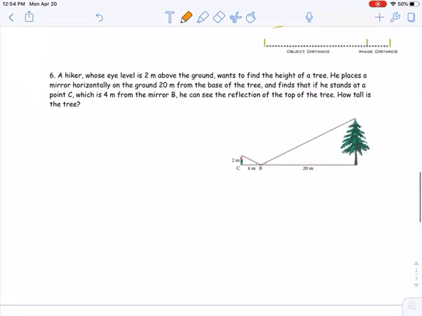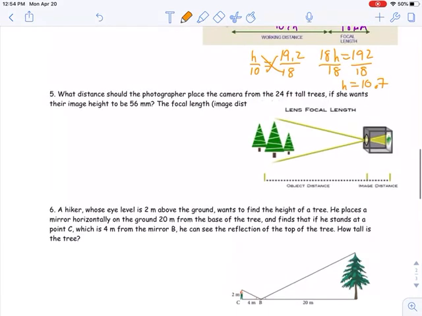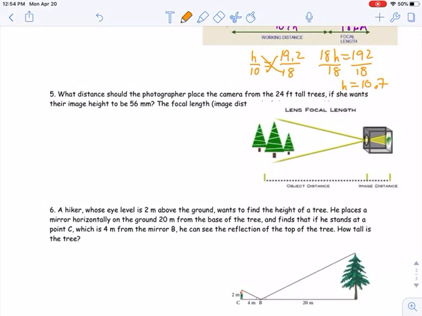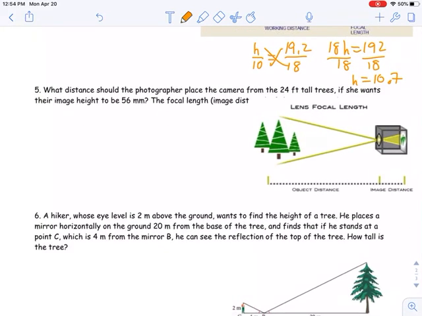All right, let's do one more problem in this video. Don't want it to be too long. What distance should the photographer place the camera from the 24-foot tall tree if she wants the image of the height to be 56 millimeters? All right. Oh, looks like we can't do this problem. I accidentally cut it off. All right, we need more distance right there. Let's just skip this problem. Embarrassing, I cut off some of the problems.